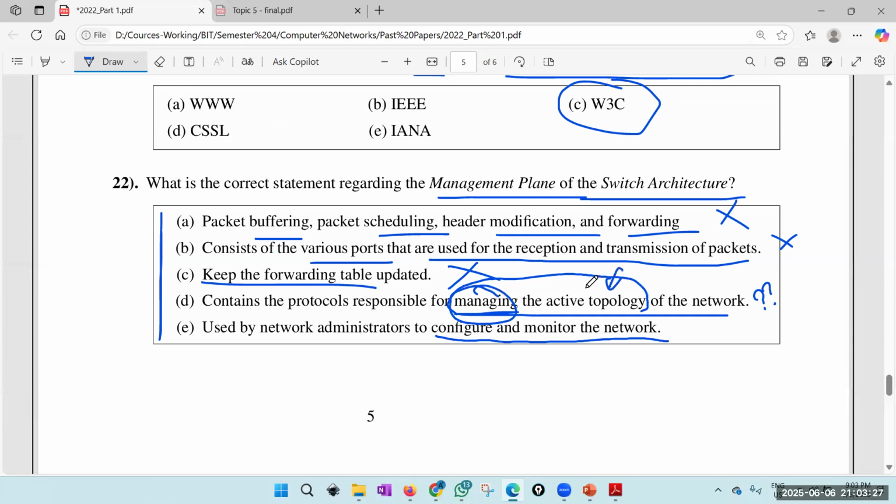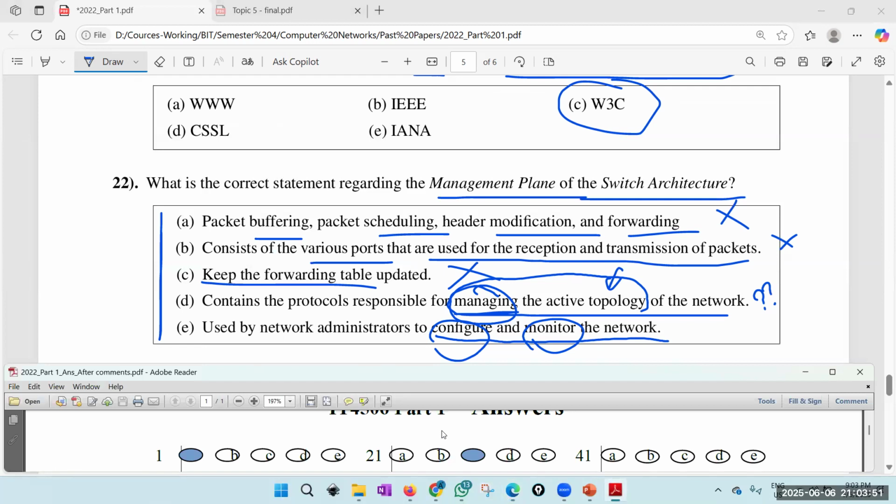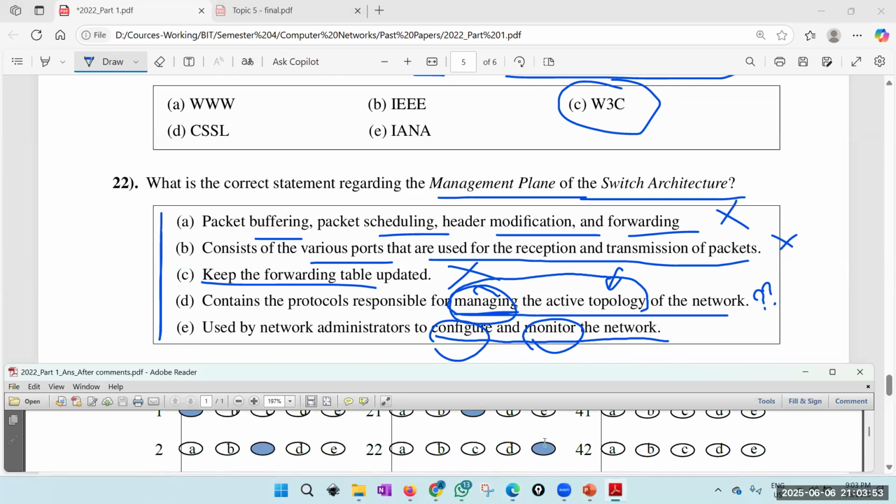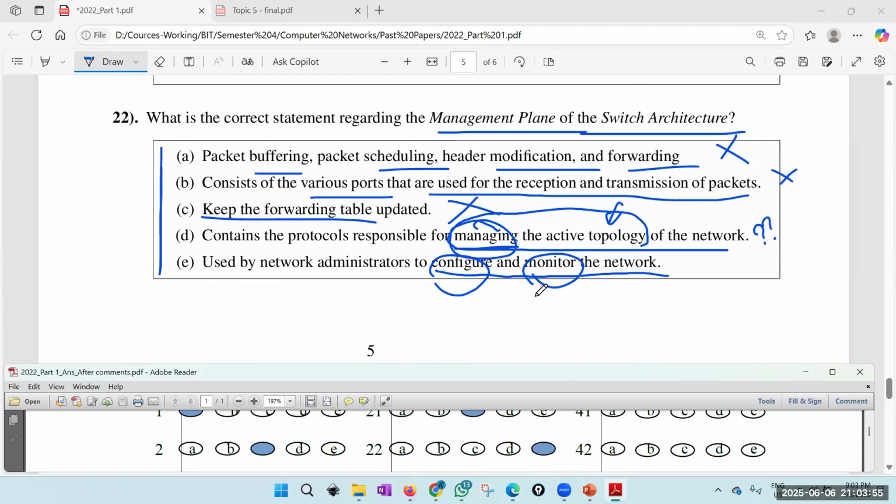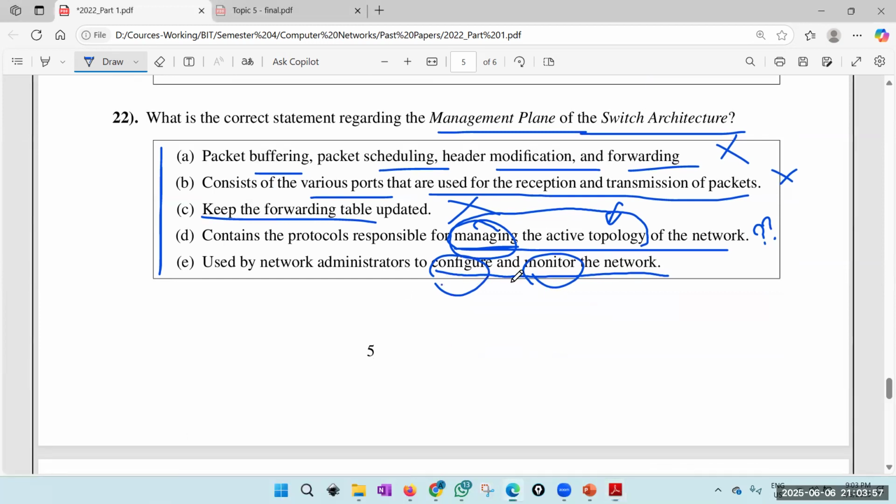But monitoring, and configuring, is it a management task? I'm not very sure which one is the answer. Possibly D, or E; obviously one answer is there. I don't know if the examiner will give marks to both D and E, or maybe one of these. I will randomly pick D or E. Okay. 22. The examiner has taken E: configure and monitor the network.